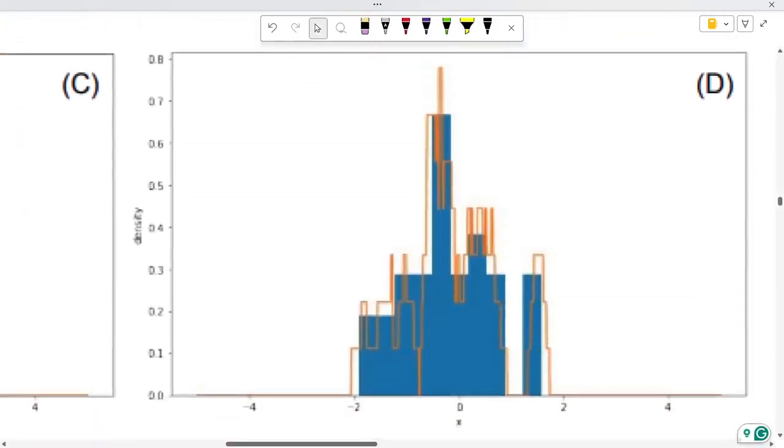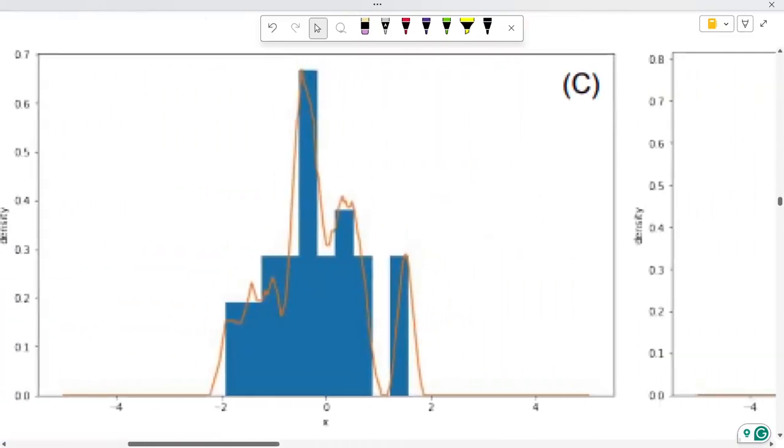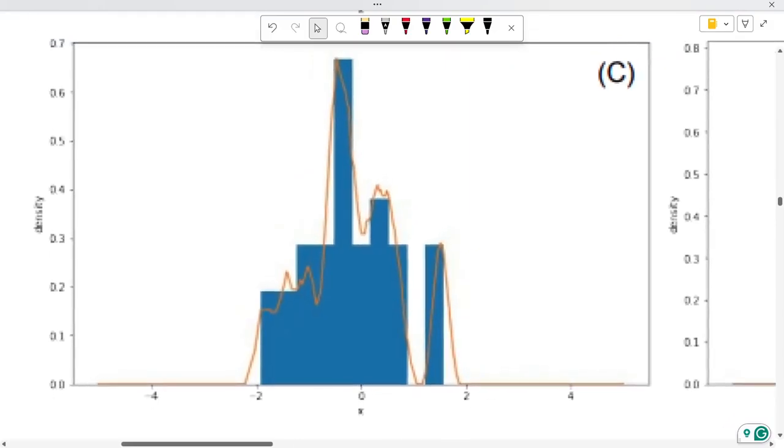Now, part C gives you something that doesn't look that continuous. In fact, if you look at the peak, it looks like the peak is very sharp. So based on the pattern of the peak, we should say that this is a triangular kernel.